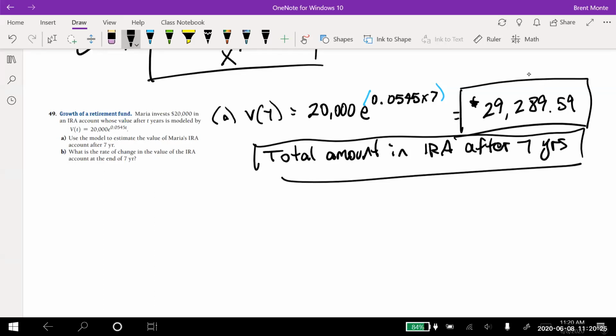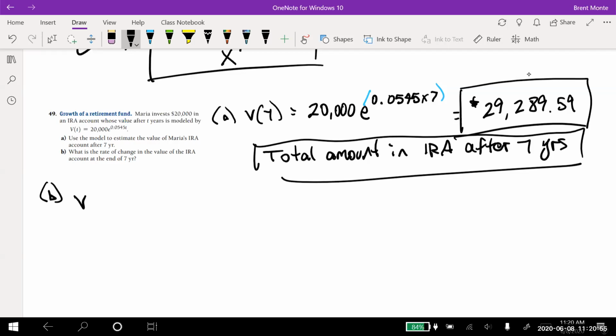That's better. Okay. Part B says, what is the rate of change in the value of the IRA account at the end of 7 years? Well, rate of change, remember, that's derivative. So we have to take the derivative. I'm going to erase that so if you're looking back at the tape, it doesn't confuse you when you're looking at part A. So for part B, we need the derivative.